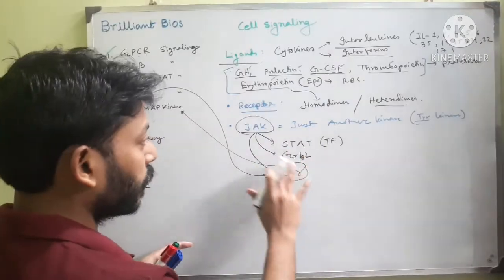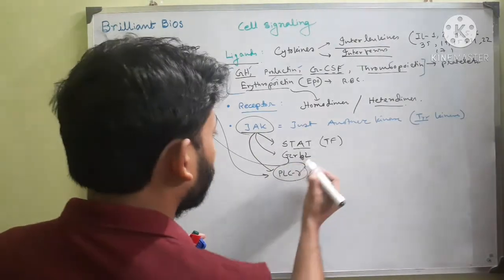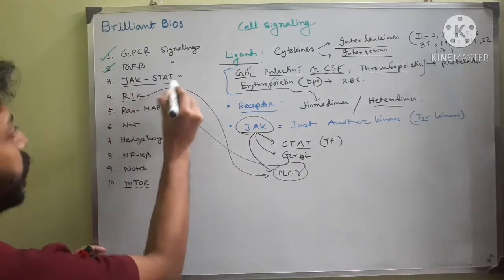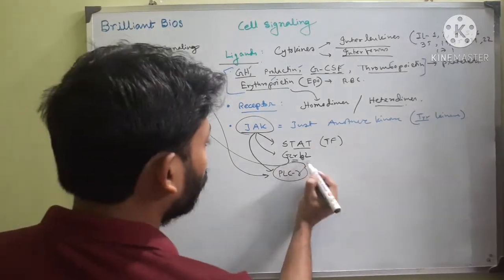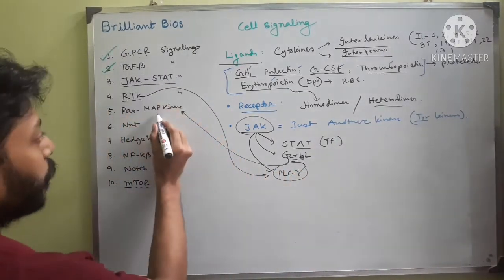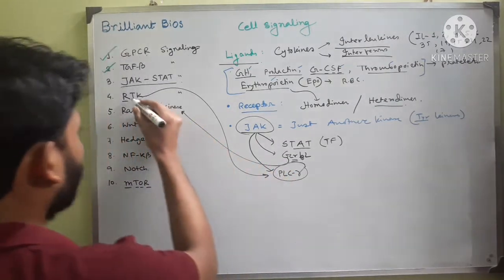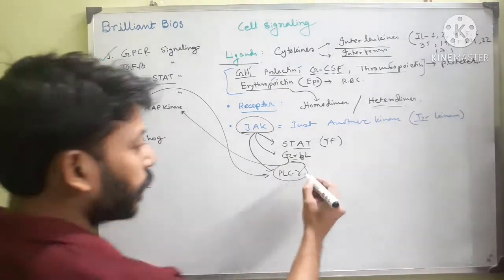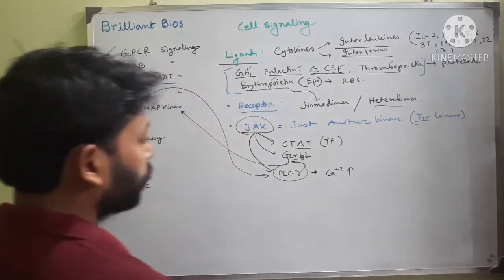At first, remember that the JAK protein can diversify. It can activate JAK-STAT, as the name implies. But it can also associate with a protein called GRB2 that activates the RAS MAP kinase pathway, and it can activate PLC gamma, which is associated with the RTK pathway. Ultimately, PLC gamma increases the concentration of calcium.